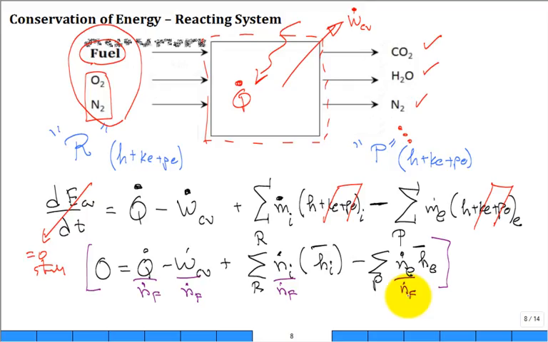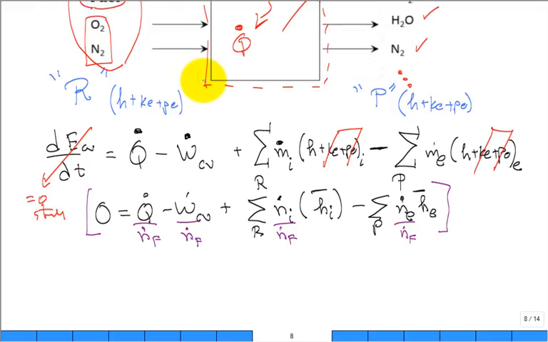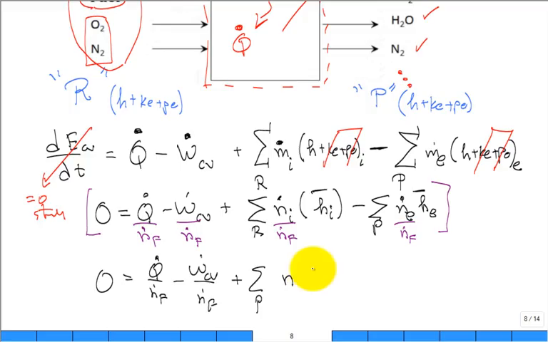See? Now, this is where the book, I wish they would have done something a little different. They rewrite this equation, and they leave 0 equal to Q dot divided by N dot F. That's fine. They leave W dot CV divided by N dot F. That's fine. And then they do the sum over the products N_i H bar_i, minus the sum over the reactants N_e H bar_e.